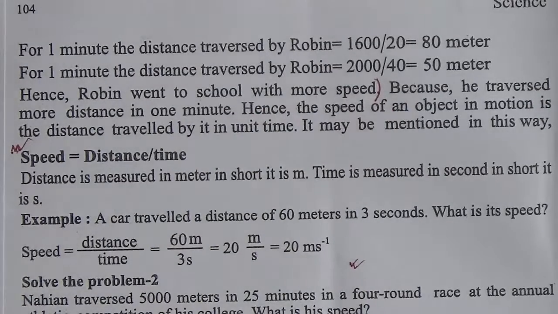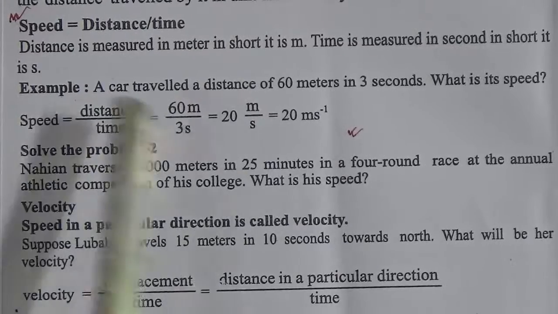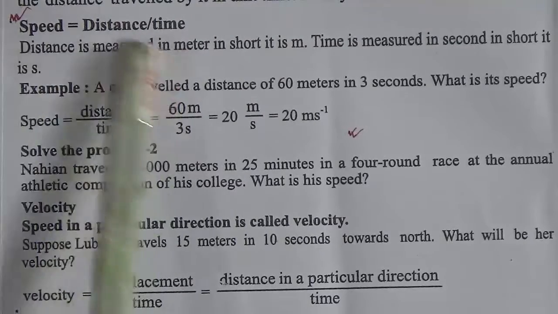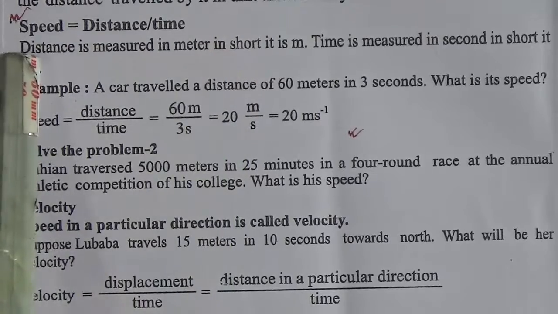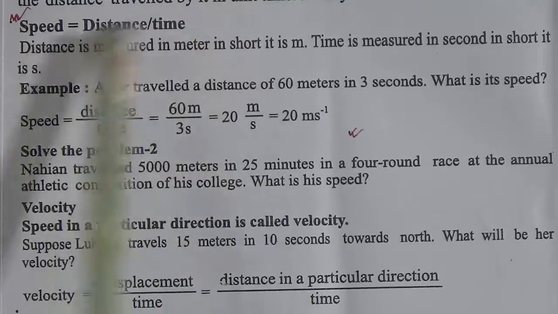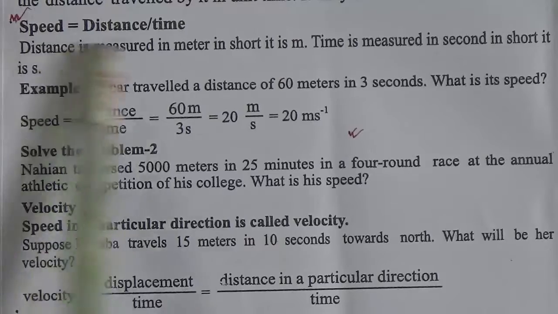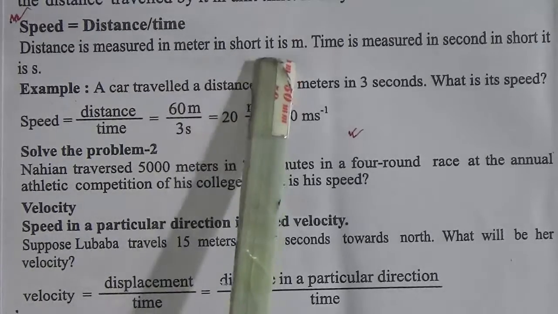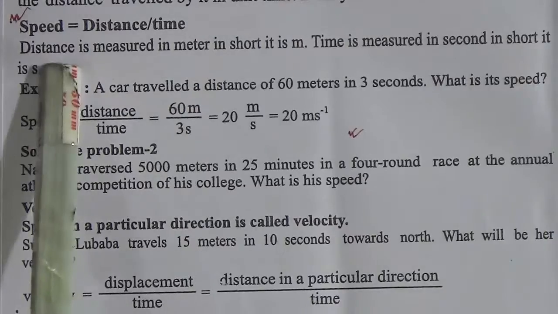So who goes with more speed? Robin going to the school with more speed. How can we find out the speed? To find out the speed, we use this formula: speed equals distance by time. With this formula, we can find out the speed. Distance is measured in meter, in short m. Time is measured in second, in short s.